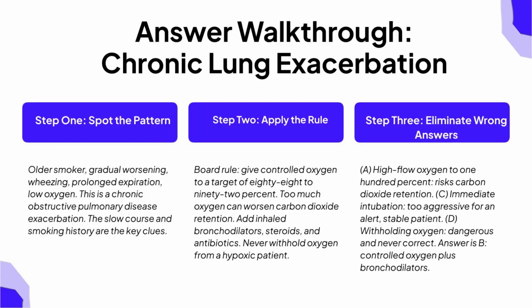Let us break this down step by step. Spot the pattern first. An older smoker, gradual worsening, wheezing, a prolonged expiratory phase, and low oxygen. This is a chronic obstructive pulmonary disease exacerbation, and the slow course plus the smoking history are the giveaways. Now apply the rule. Give controlled oxygen and aim for a target saturation of 88 to 92%, because flooding this patient with oxygen can worsen carbon dioxide retention. Then add inhaled bronchodilators, steroids, and antibiotics.